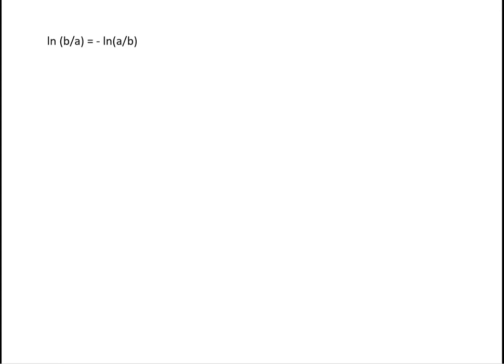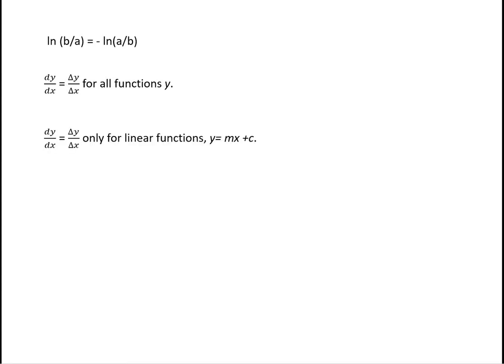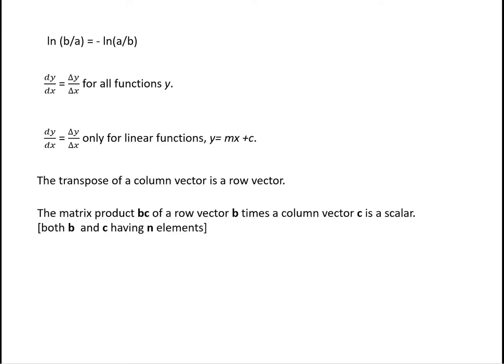ln b by a is minus ln a by a. That is quite obvious. dy by dx is delta y by delta x for all functions of y. Again, dy by dx is delta y by delta x, but only for linear functions like y equal to mx plus c. The transpose of a column vector is a row vector. The matrix product BC of a row vector B times a column vector C is a scalar, both B and C having n number of elements.